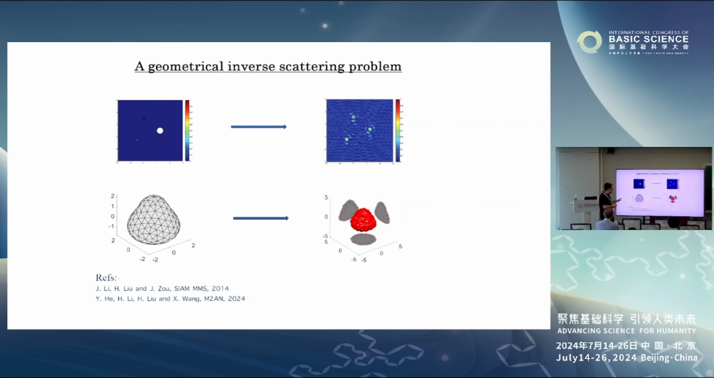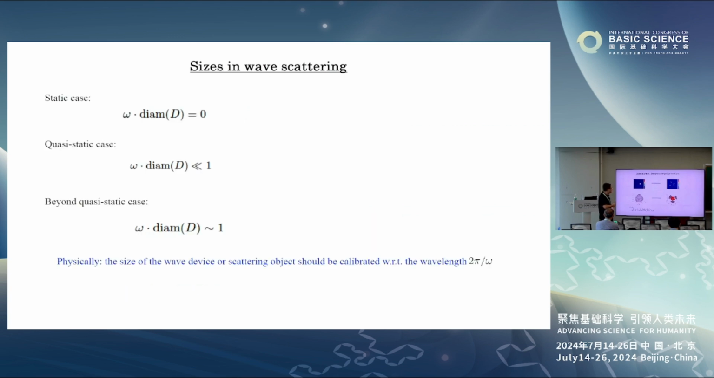Here, when I talk about these examples, I use some very important notions: small and big. But in this physical world, when you talk about big and small, you have to calibrate with something. Actually, the size in wave scattering is to be calibrated with respect to the wavelength. The wavelength is 2 pi over omega, and omega is the frequency. This is the calibration.